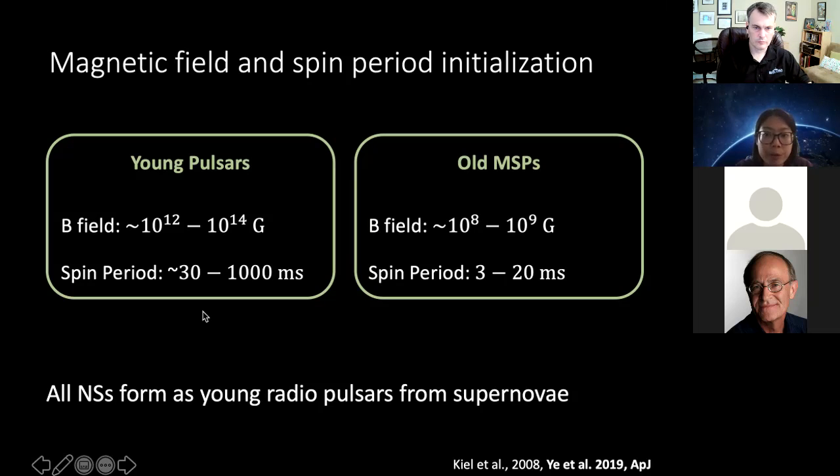So here, newly born young pulsars have large magnetic fields in the range of 10^12 to 10^14 Gauss, and spin periods larger than 30 milliseconds. And millisecond pulsars are treated differently. I assume that they will not form in supernovae. I assume that all supernova neutron stars end up as young pulsars. But the magnetic field and spin period of a millisecond pulsar will be reset if it went through a collision or a merger with other stars, to these values here.